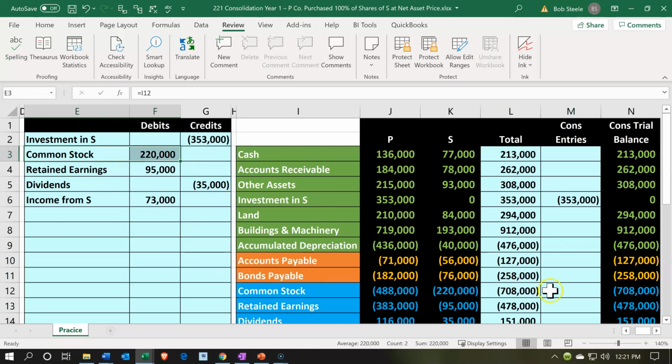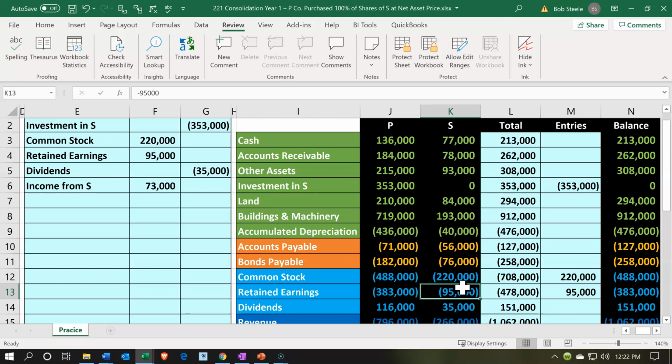Then the common stock is going to be down here. We're going to remove the common stock. And that's going to reduce this one. So we're back to just the parent's here because we can't have common stock from S, which goes completely 100% to P. And then we're going to remove the retained earnings. So the retained earnings is going to be equal to the 95,000. So we removed this retained earnings completely, bringing us back to the beginning retained earnings here.